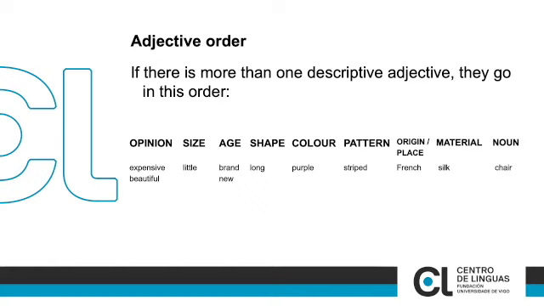So we might want to talk about a chair, but we're going to call it an expensive little brand new long purple striped French silk chair. Okay, we seldom use that many adjectives in front of a noun, but that's an example.